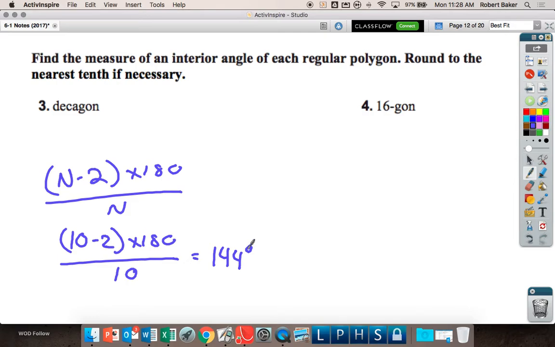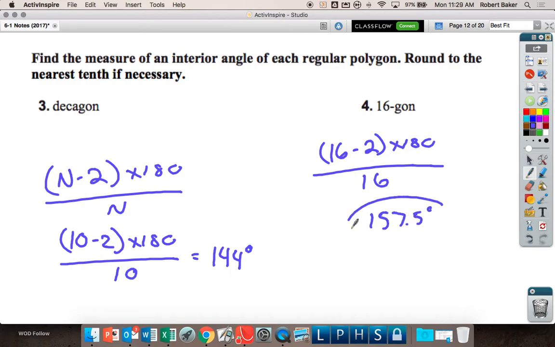What about a 16-gon? How big is each individual angle for a 16-gon? 157 degrees. So what is that? 157.5? Yep. Degrees.